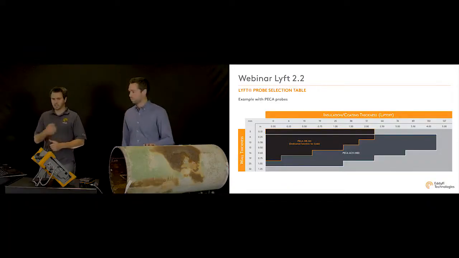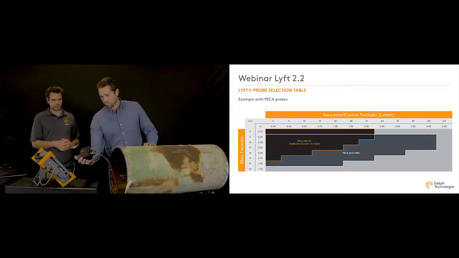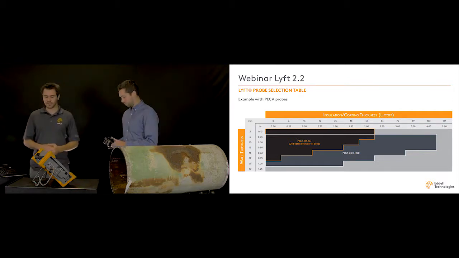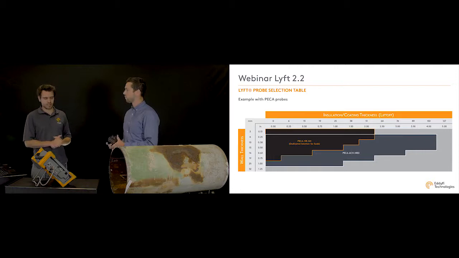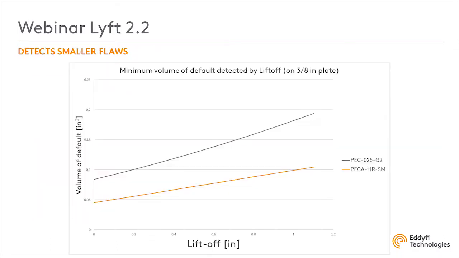Now we'll present the range of applications. So this probe is really dedicated for the assessment of scab or blister corrosion, such as the sample we have here, but it will cover a range of lift-off and wall thicknesses that is very similar to the small G2 probe that is already on sale. But it's going to allow us to detect smaller flaws than the standard G2 probe. In fact, since this probe has a new sensor design, it's an array of dual sensors with a smaller footprint. It can detect defects that are up to 1.8 times smaller than the smallest detectable defect with the standard small G2 probe.